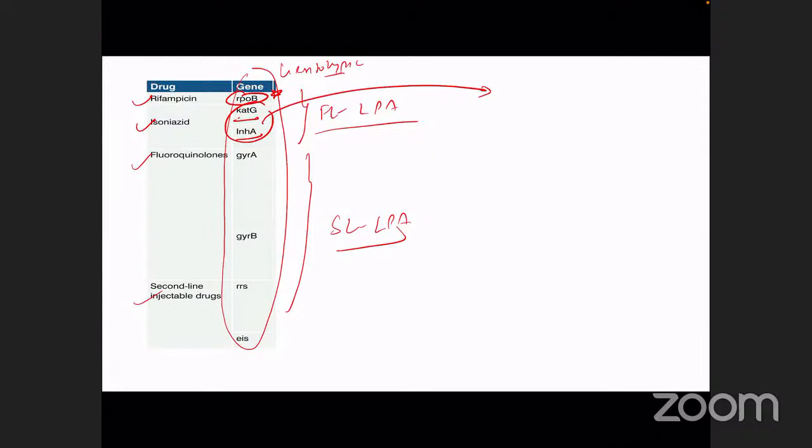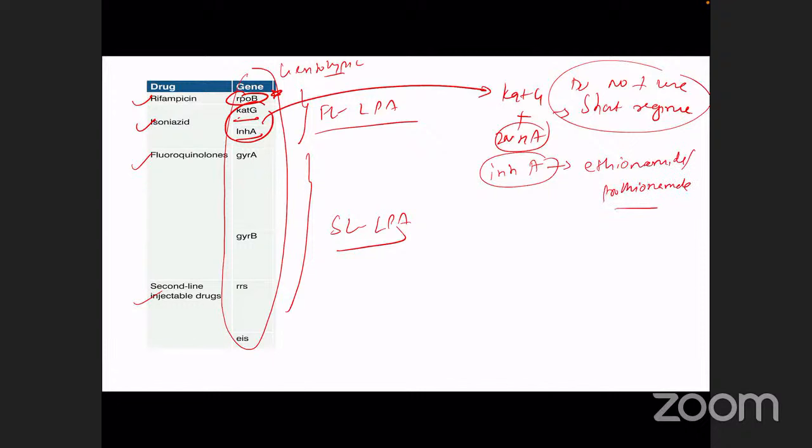Do not use the short regime. We'll discuss what this short regime is. Secondly, if the patient has a mutation in INHA, this means the patient is resistant to ethionamide, prothionamide also. And just to say, INHA means low level resistance and KatG means high level resistance.